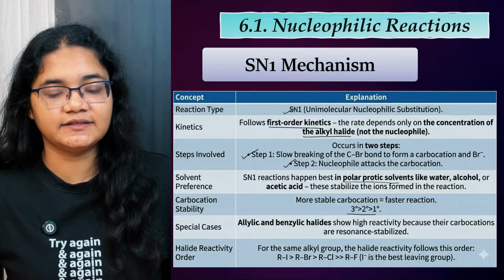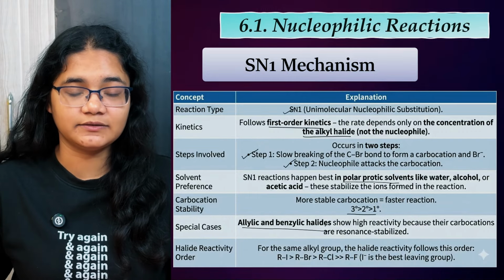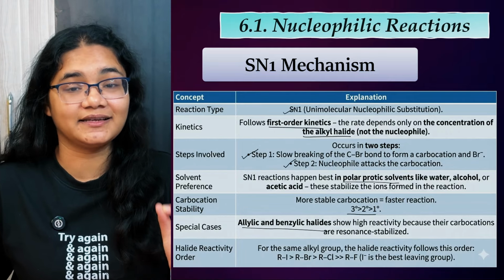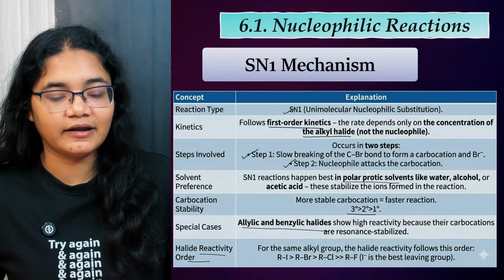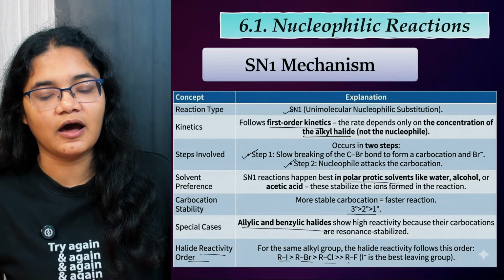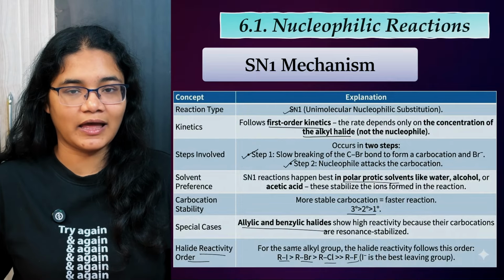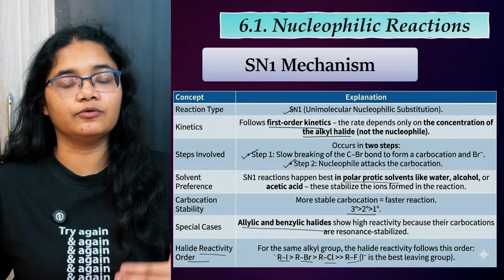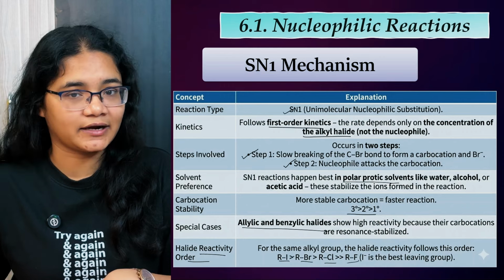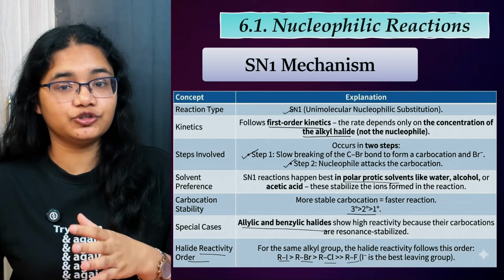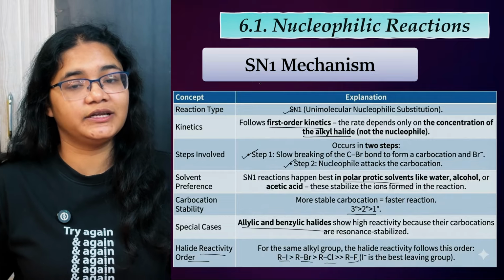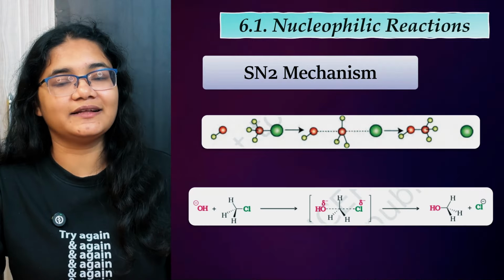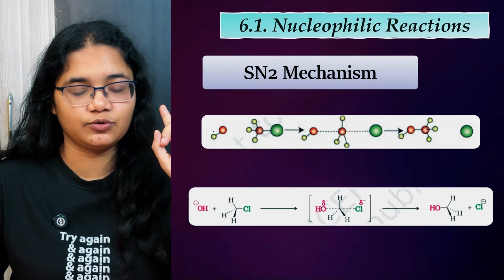Then special cases: if you have allylic or benzylic halides, the reaction will also be faster because the carbocation formed here is resonance stabilized. Next, the halide reactivity order is RI, RBr, RCl and RF. So if you have the same alkyl group but different halide groups, then RI will have the fastest reactivity. If there is the same halogen and different R groups, then tertiary, secondary and primary will be the order of reactivity.